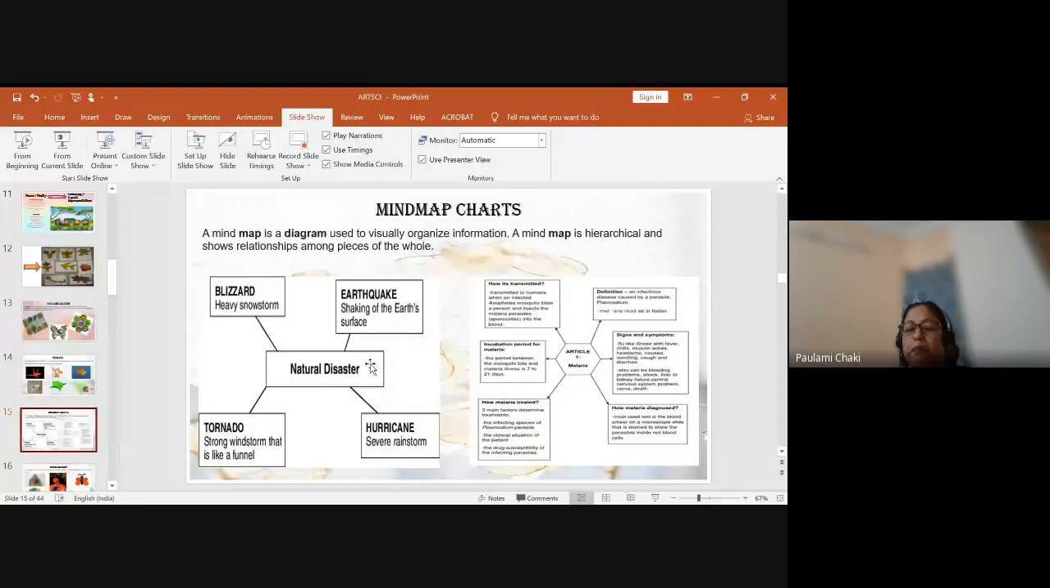Now comes the mind maps. Mind map charts are diagrams which organize information visually. So mind maps can be used in the lower grades and also in the higher grades, depending upon the topic. As I have told you, we have to look into the topic and find out which will work best for retention of knowledge in that particular topic.